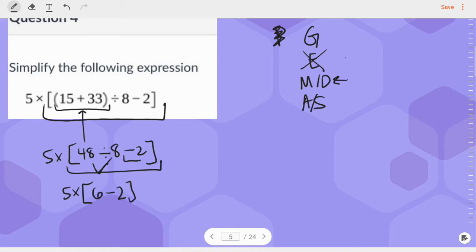Notice that I combined those two, brought that down, bringing down -2. Going to continue to work inside those brackets. 6 minus 2 is 4. Continue to bring down those brackets. 5 times 4 is a grand total of, and that's because that's the only operation I'm going to do, 20.